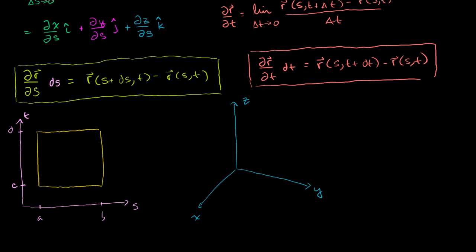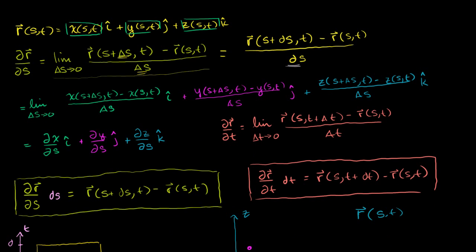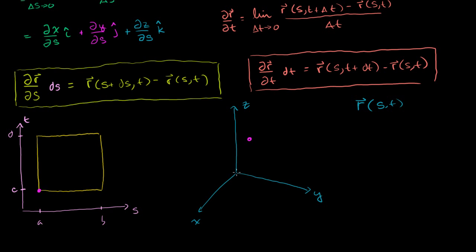If we were to, this point right here, when s is equal to a and t is equal to c, remember we're going to draw the surface indicated by the position vector function r of s and t. So when s is a and t is c, maybe it maps to that point right there. When you take a and c and put it into this function, you're just going to get the vector that points at that. So it'll give you a position vector that'll point right at that position.